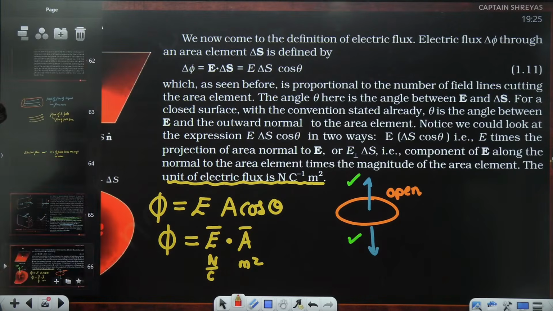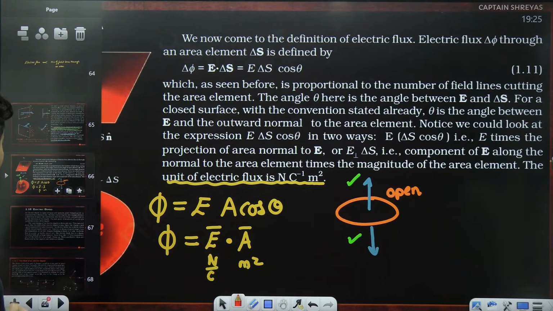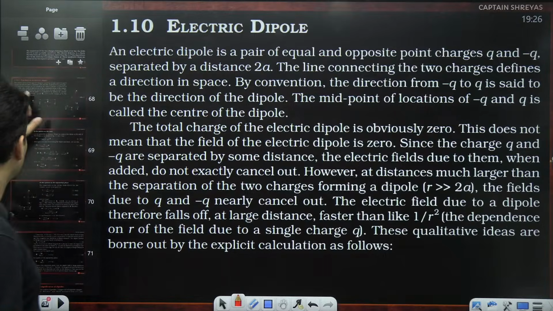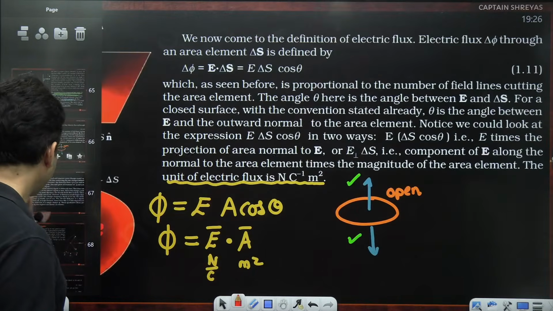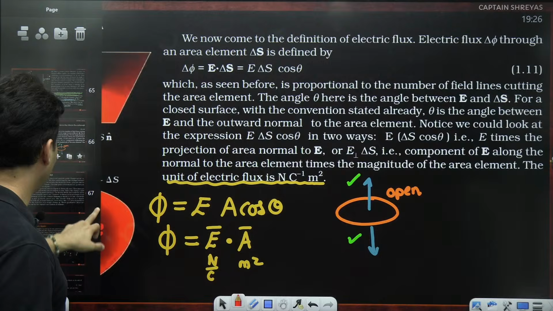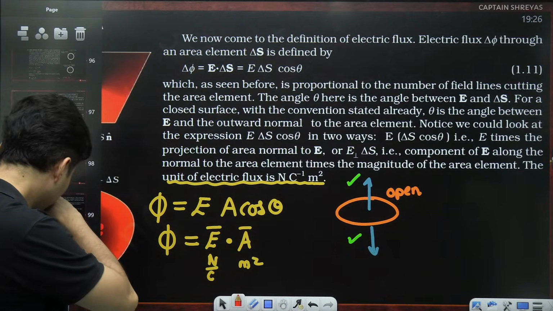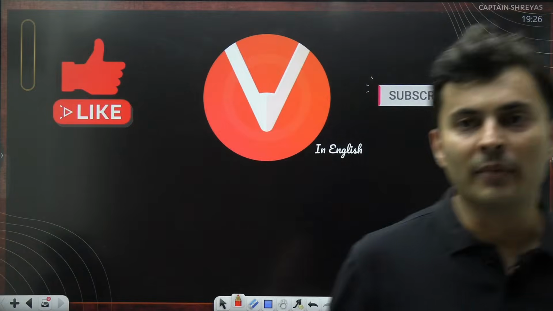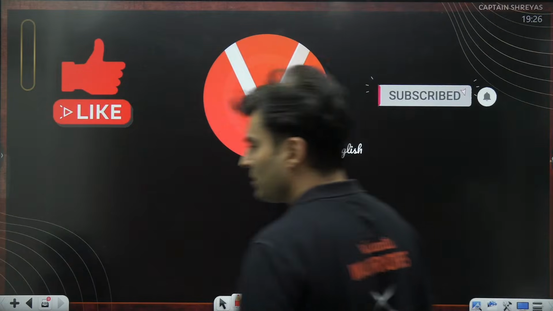Is that clear? Absolutely. Perfect. So we'll do electric dipole, etc. later on. For now, till this point, my bad. Okay. So we'll do this point later on.